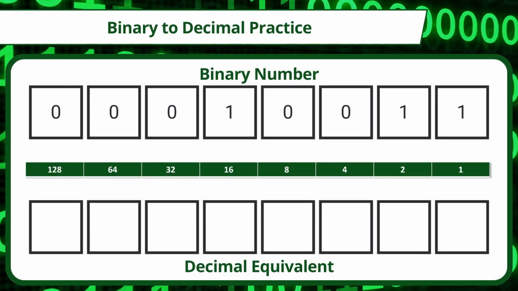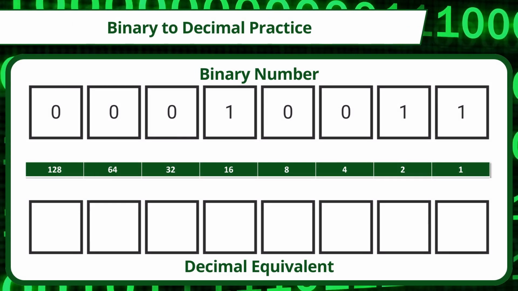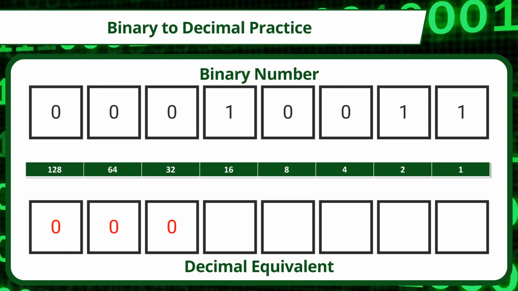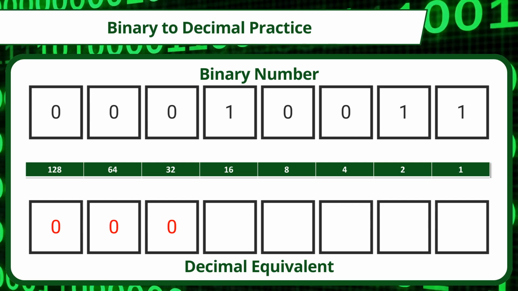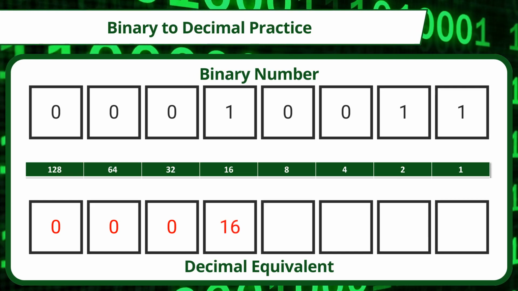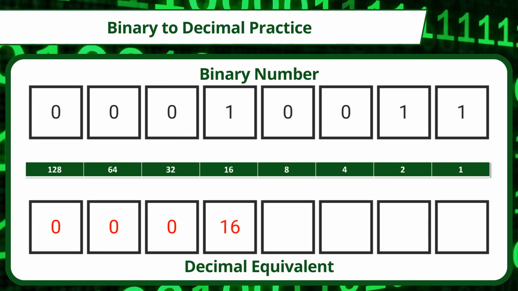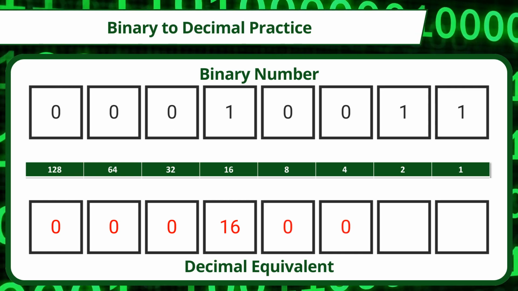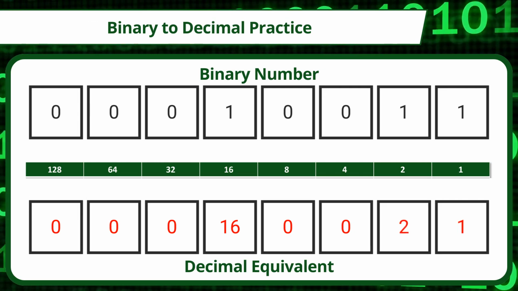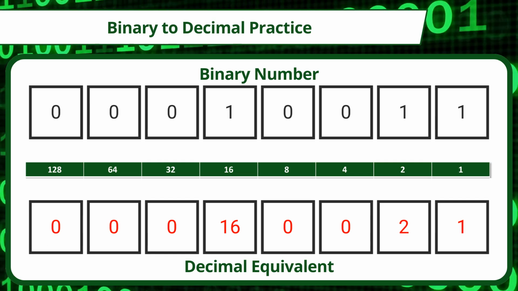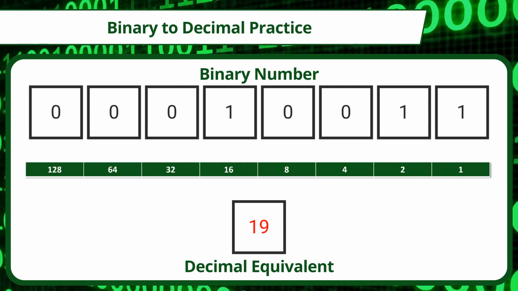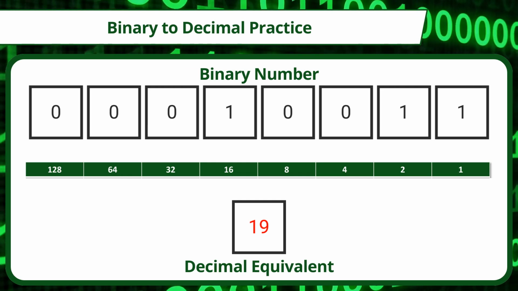For the binary number 0001, 0011, the first 3 digits from the left are all zeros, so we will record zeros for each of these digits. As for our fourth digit, we have a 1, which corresponds to the place value 16, so we will record a 16 in the row below. Now the fifth and sixth digits are zeros, so we record a 0 for each. For digits 7 and 8, we have a pair of 1s, so we will record a 2 and a 1 to round out our bottom row. When we add up all our values, we get a total of 19. So the binary number 0001, 0011 equals 19 in decimal.